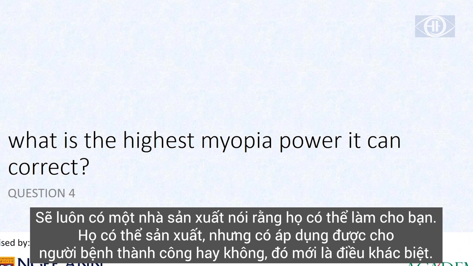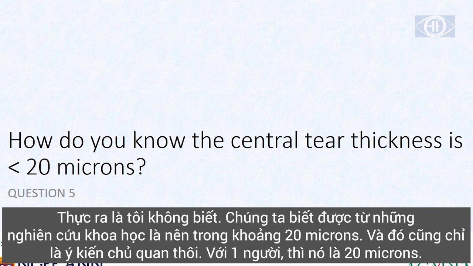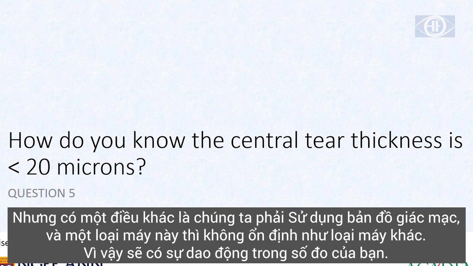So moving on to our last question. How do you know the central tear thickness is actually less than 20 microns? Honestly, we don't know. Let's be honest about this. We know from research and science that we are aiming around 20 microns, and again, it is personal and subjective. For one person it will be 22 microns and for another 18 microns. Then there's another thing that creates noise. We all have to deal with topographers, and one topographer is more stable than another, so there is fluctuation in your measurement.